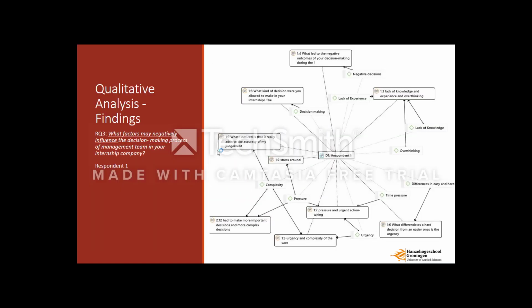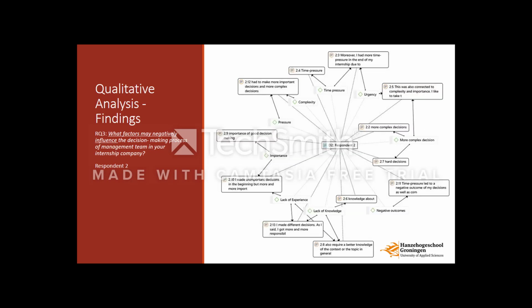After conducting the interviews with our 2 participants, we can put them into a network with the help of Atlas.ti after we have coded the information. As we can see, for respondent 1, we have codings like lack of experience, lack of knowledge, overthinking, time pressure, complexity, as well as urgency of decisions. For the second interviewee, we could find similar codings with the addition of pressure and more complex decisions that have to be made, as well as lack of experience.